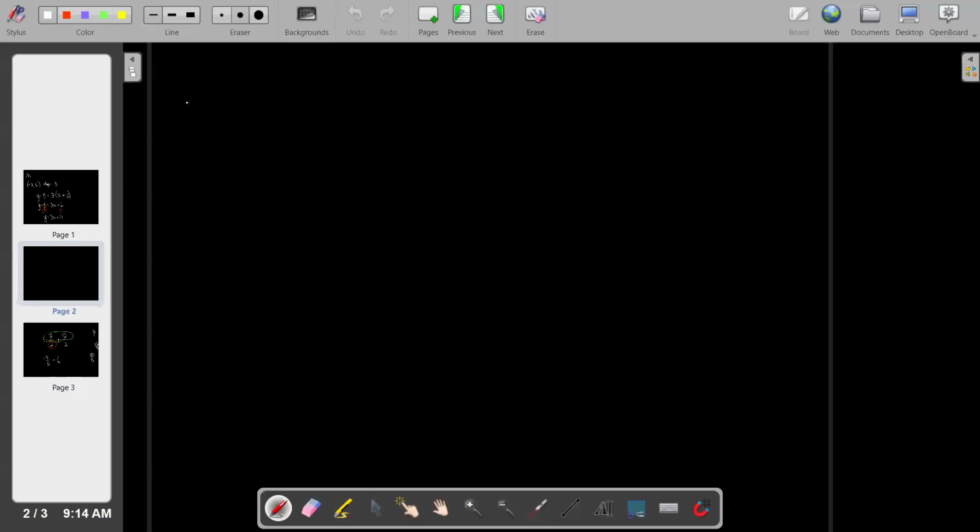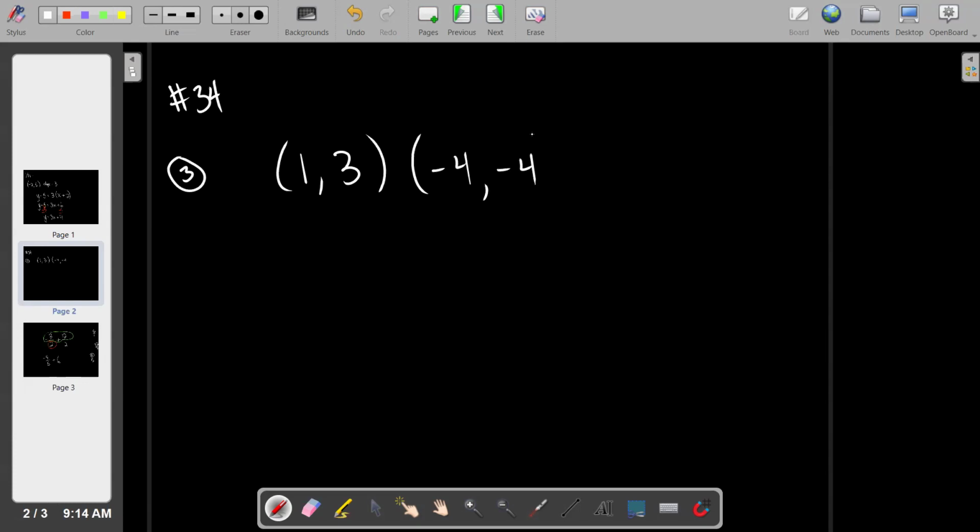So assignment number 34, problem number 3. I've got this one. Thank you. So when I do my subtraction, I'm going to go -4 -3. And then on the bottom, I'm going to go -4 -1. And then the math of it is going to be these -4 -3.